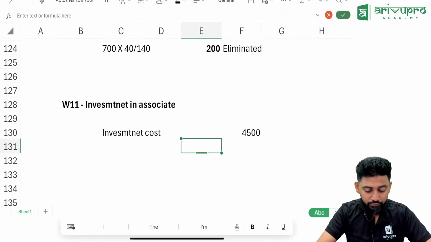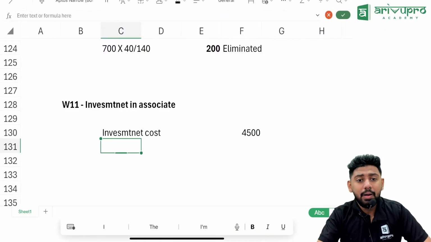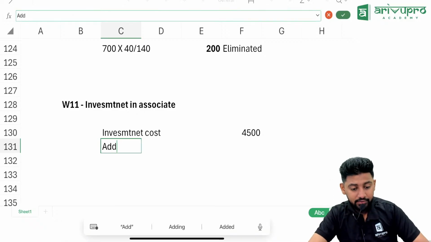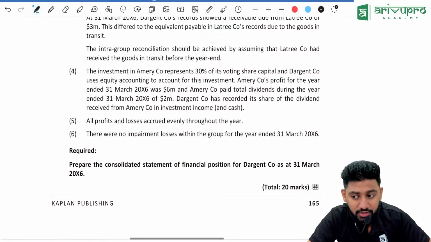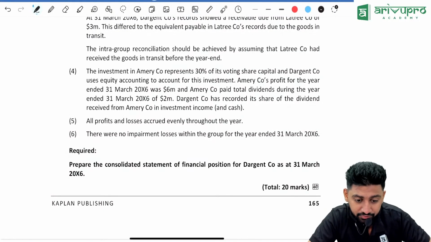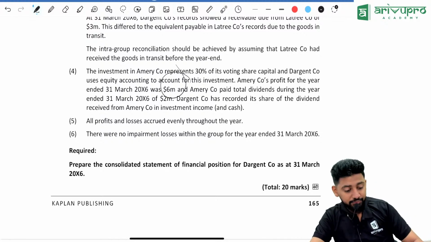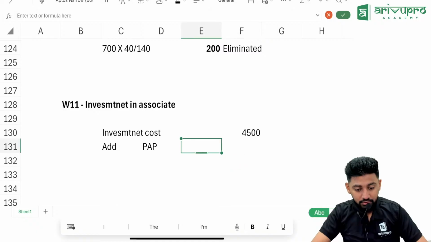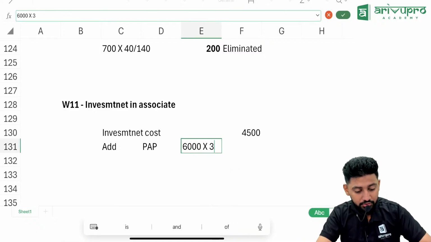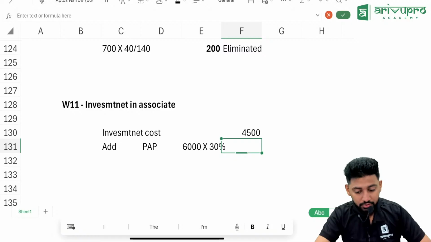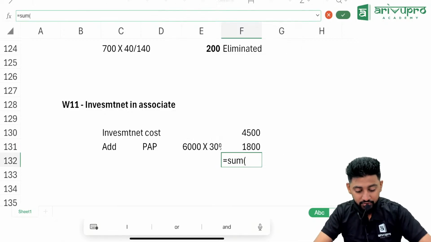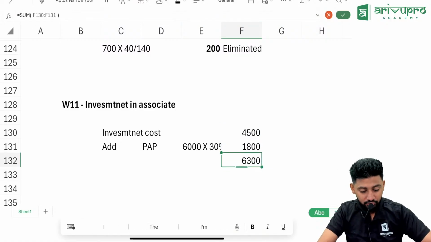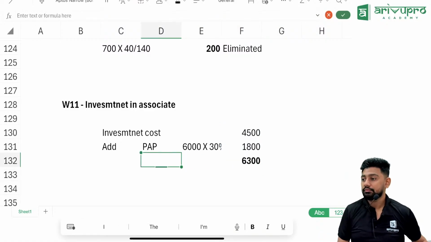So to your investment cost, 4,500, what will you do? You will add your post acquisition profits. How much is your post acquisition profit? They say it is 6 million. Out of 6 million, what percentage is yours? 6,000 into 30%. Super. So 6,000 into 30% gives you 1,800. Therefore, your investment in associate has now become 6,300. Are we clear?